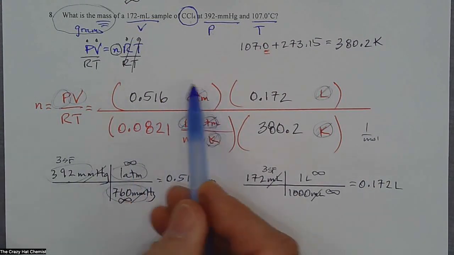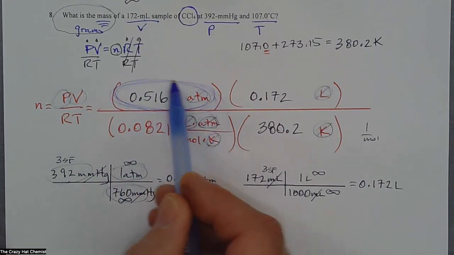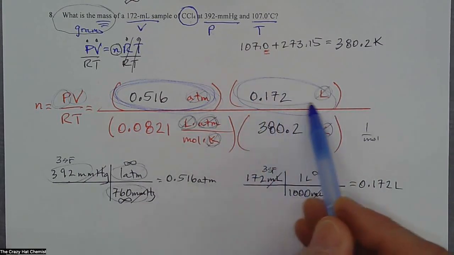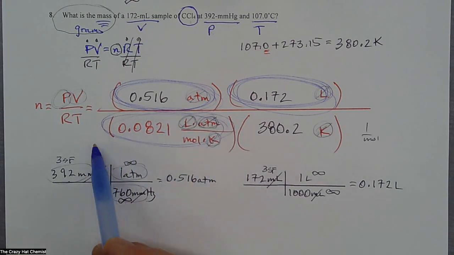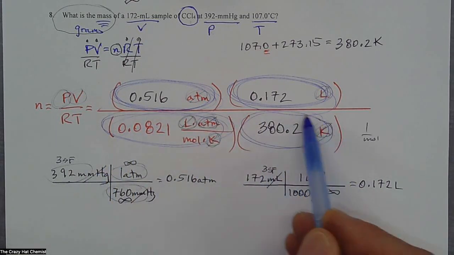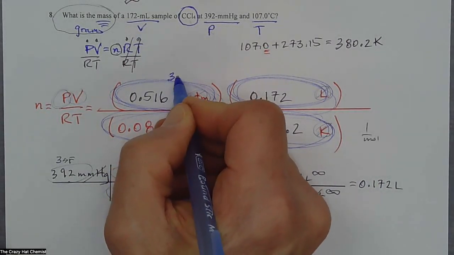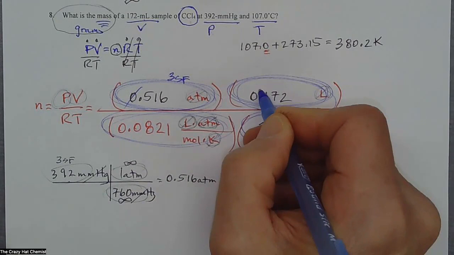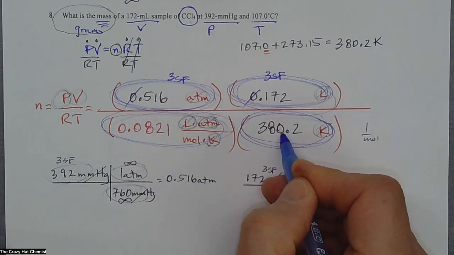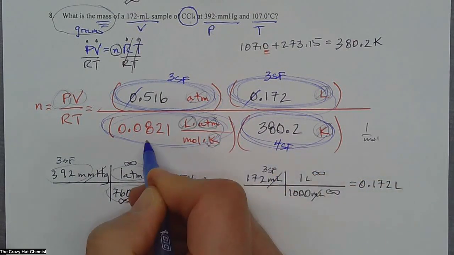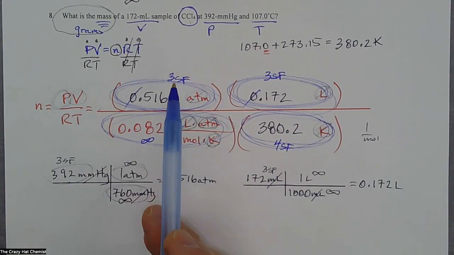So in our calculator, we're going to say 0.516 times 0.172 divided by 0.0821 divided by 380.2. I'm going to round to the fewest number of significant figures. This is 3 significant figures. Leading zeros don't count. This is 3 significant figures. Captive zeros count. This is 4 significant figures, and this is an infinite number of significant figures. The fewest number of significant figures I have is 3.